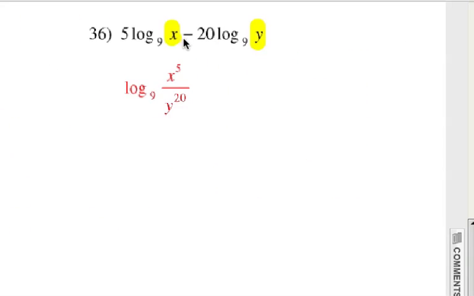Now in this one, I noticed the subtraction. I noticed the bases are both base 9, so that's good. And now I have the 5 here, which makes that x to the 5th. That's that right there. And this 20 becomes y to the 20th. And again, the subtraction means a quotient, so we write it as a fraction. All right, so we're condensing a log expression into a simpler log expression using those properties.